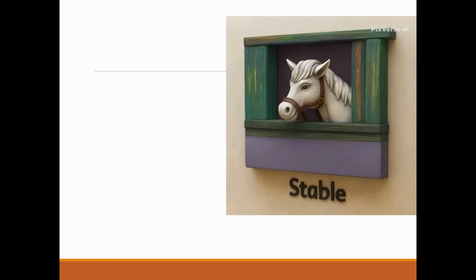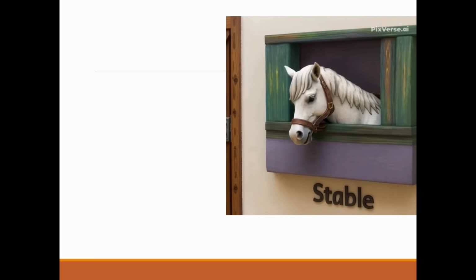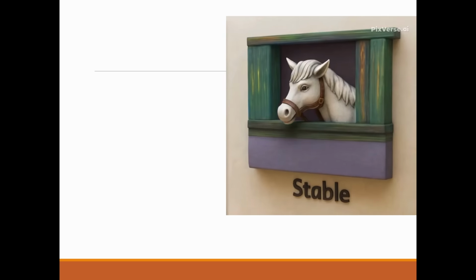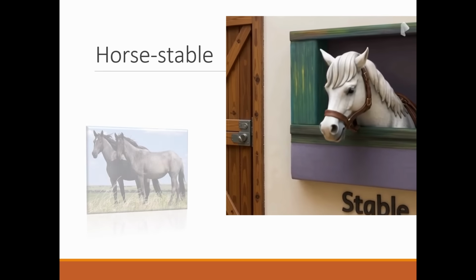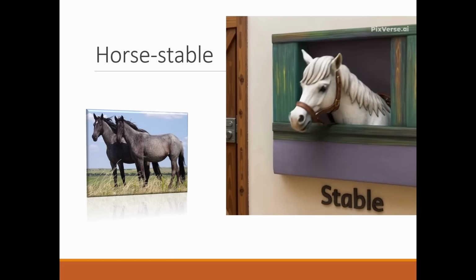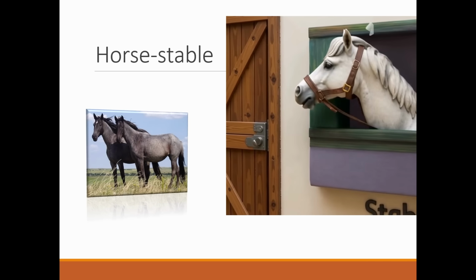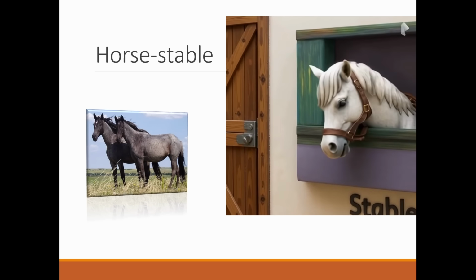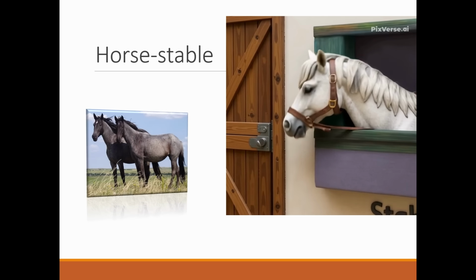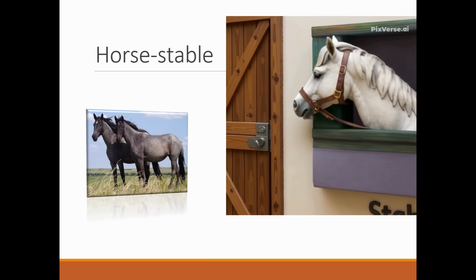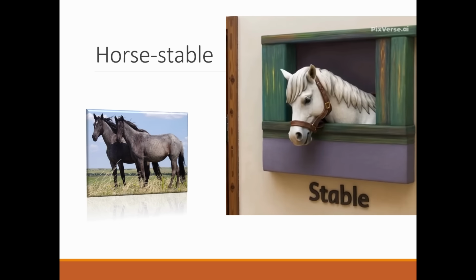Children, see this one? Yes, what is it? Do you know? Did you see it before? Yes, it is a horse. Do you know a horse? Where does it live? Yes, it lives in a stable. The living place or shelter of a horse is called a stable. Tell loudly, stable. Horse lives in a stable.